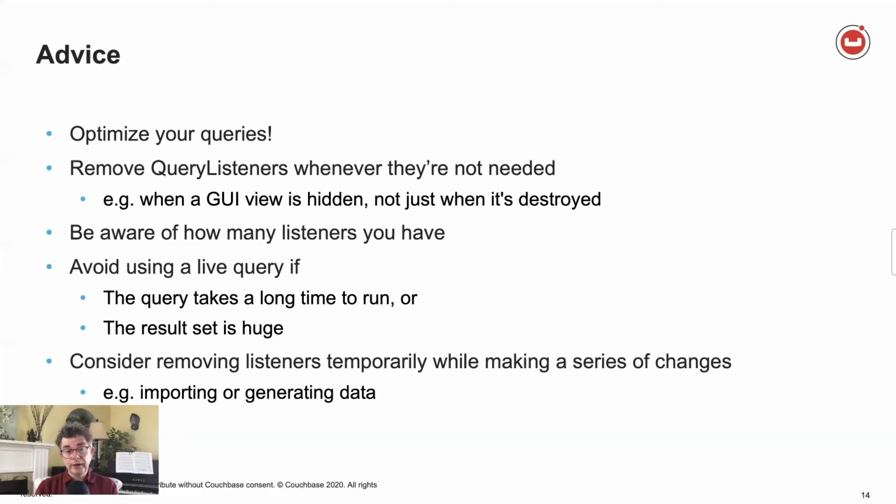And generally, just be aware of how many listeners you have. You might want to wrap your listeners in some kind of logic that keeps a running count or logs or something like that, because it might otherwise be surprising. You should try to avoid live queries if you have queries that are really slow or have huge result sets, or at least stop them running after the initial result comes in, because that might have an effect on your app.